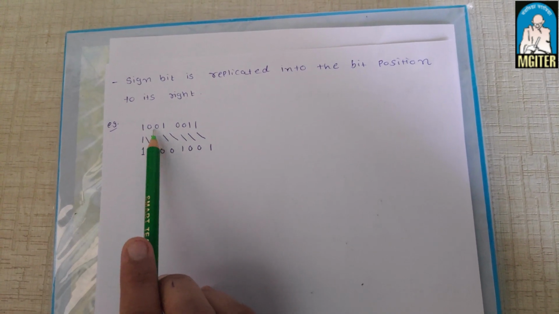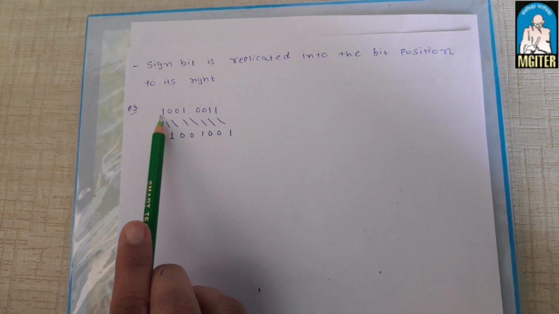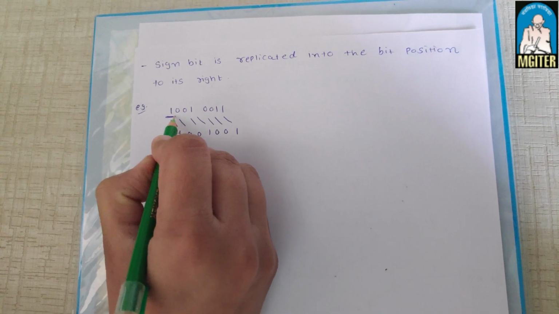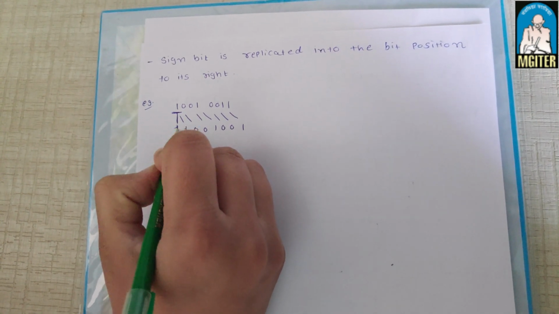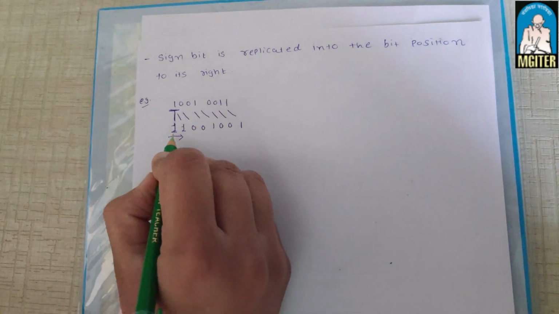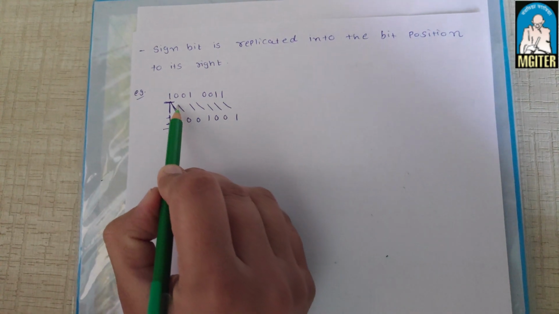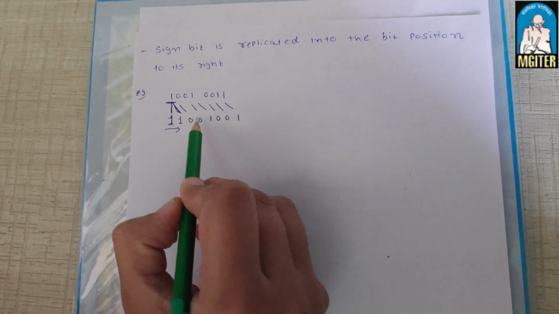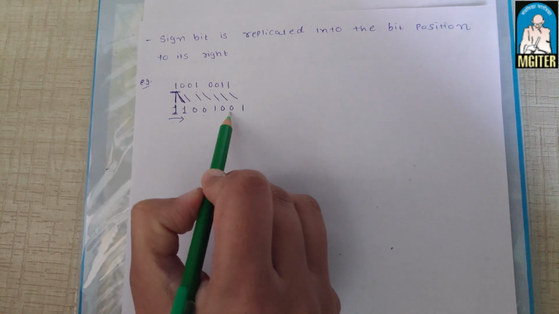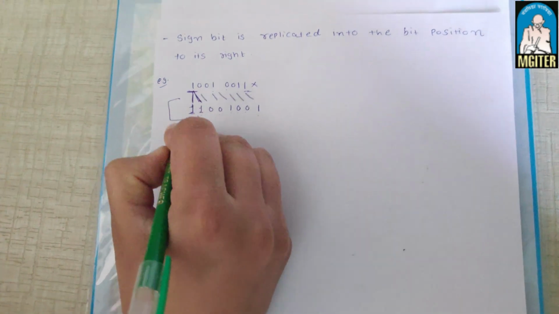Here we have an 8-bit number, 1 0 0 1 0 0 1 1. To perform arithmetic right shift, first of all this is the leftmost bit and it is 1, so it is a negative number. So this leftmost bit we have to copy in the first position. After that we have to replicate this into the next position to the right. The next bit is 1, the next bit is 0, so 0 is replicated into the next bit. Then 1 is replicated, 0 is replicated, 0 is again replicated, and this one is replicated, and the last bit is discarded. So this is the answer of arithmetic right shift.